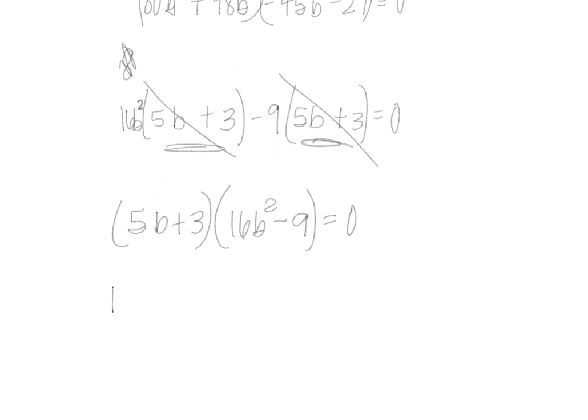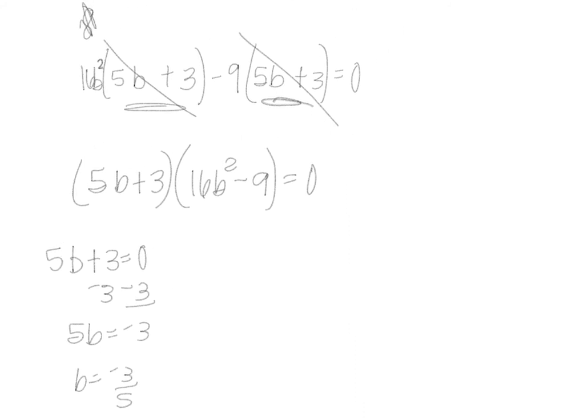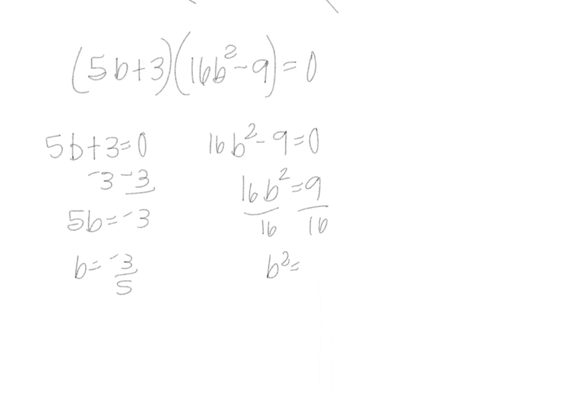Or you can just say 5b plus 3 equals 0, subtract 3, and get 5b equals negative 3, and get b equals negative 3 over 5. And you can leave the 16b squared minus 9 as it is and just say 16b squared minus 9 equals 0, 16b squared equals 9. And then if you want, you can divide both sides by 16. Get b squared equals 9 over 16.